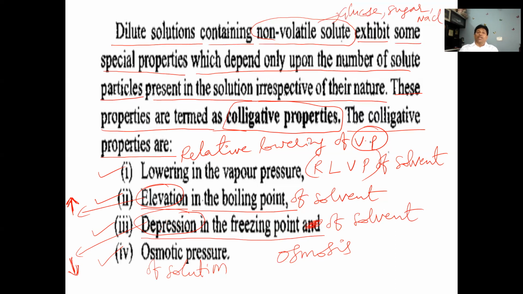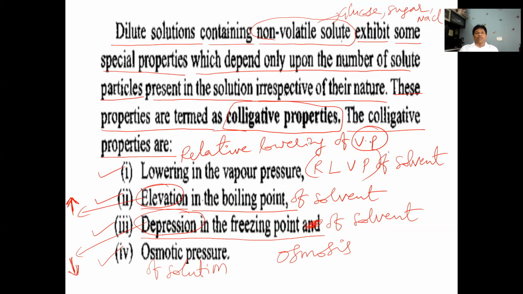And now see, lowering in the vapor pressure of solvent, suppose. When we add a non-volatile solute to the volatile solvent, what is happening? The vapor pressure of the volatile solvent will be lowered, will be decreased. After adding the non-volatile solute, the solution is formed. The solution will have some vapor pressure. And initially, the pure water was taken. The pure water also has some vapor pressure, called the vapor pressure of pure solvent.